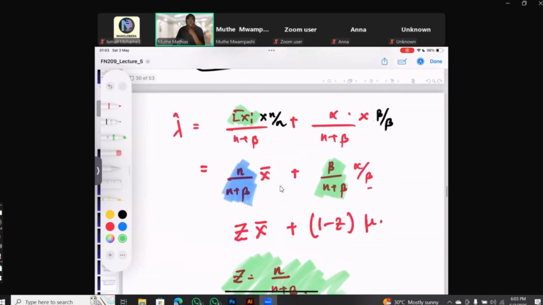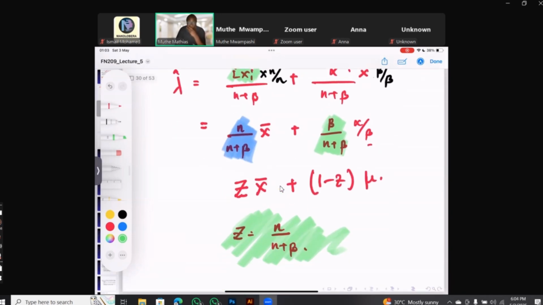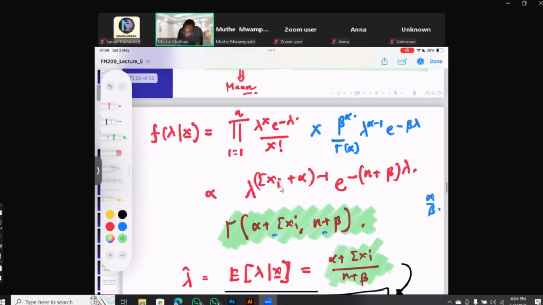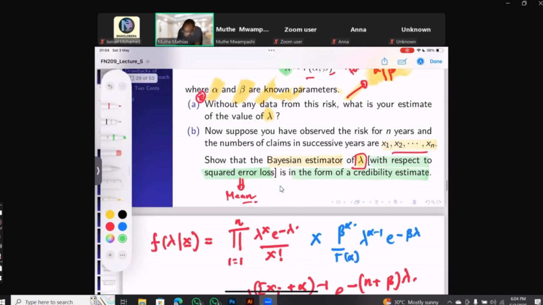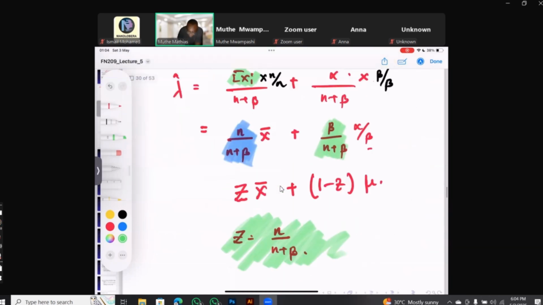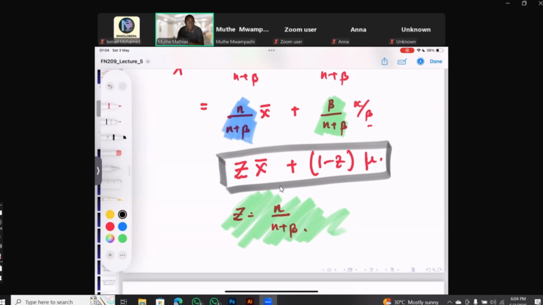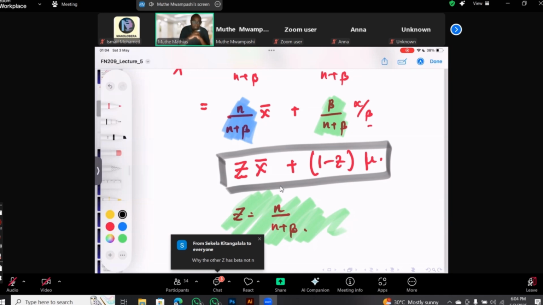So does this make sense? Yes or no? This was the question. Now, suppose you have observed the risk for n years and the number of claims in successive years are x1, x2 up to xn. Show that the Bayesian estimator of lambda with respect to squared error is in the form of a credibility estimate. So we have seen that this is in the form of a credibility estimate, is actually in this form here, right? So we are saying now our z is simply n divided by n plus beta. Does that make sense?